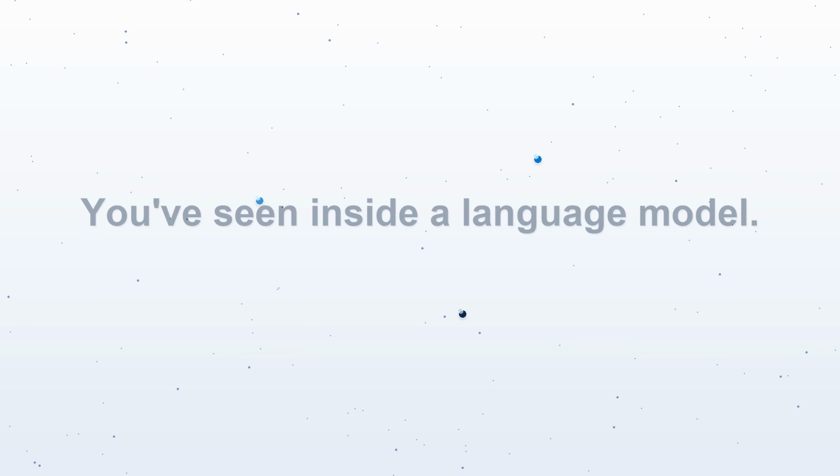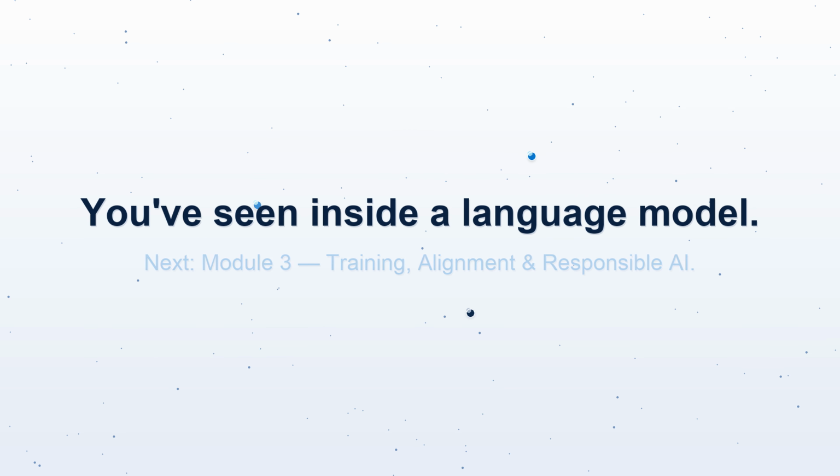Wonderful work. You now know how a large language model is built, from tokens through the transformer and self-attention to next token prediction. You can read a scaling law, weigh claims about emergence, and choose between prompting, retrieval, and fine-tuning. Take a moment to revisit the diagrams on your own.